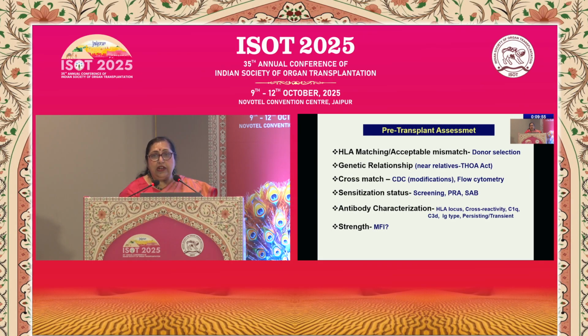Then we have to do genetic relationship establishment. Many of the people do it with HLA typing, but I would like to highlight that as per the THOA Act, HLA is not the way that we need to establish genetic relationship. Then cross-matching, different protocols, CDC and its modification, and flow cytometry.